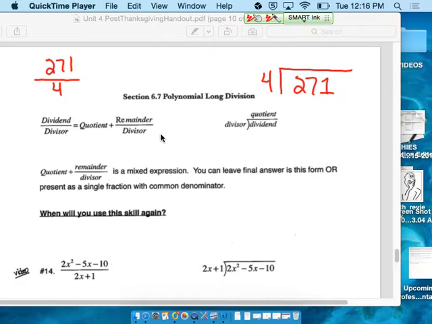Video will review the long division process on polynomials. But before we get into that, let's go back to a skill from grade school. If I had the improper fraction 271 over 4, to match this up with the vocabulary, you could think of 271 as your dividend and the divisor is 4.